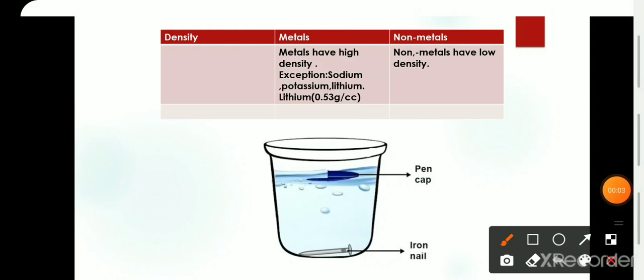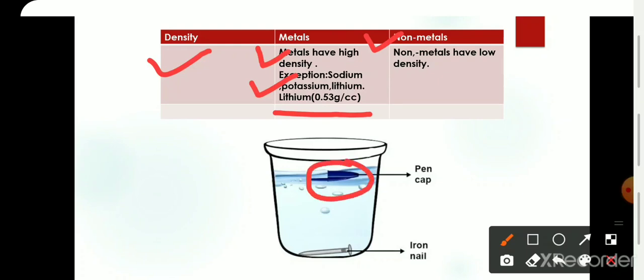Next property is density. Mostly metals have a high density. Here also there is an exception: sodium, potassium, lithium. Being metals, they have a very low density. Lithium density is 0.53 gram per cc, while non-metals have a very low density. Your pen cap is made up of plastic. It has a very low density, so it floats on the water. While this iron nail is made up of metal iron. So the iron nail has a higher density, so it sinks into the water.